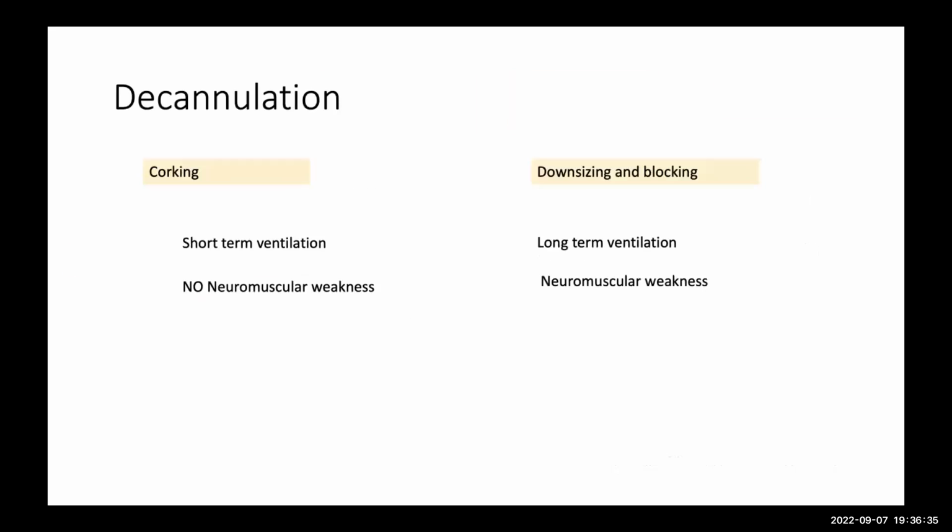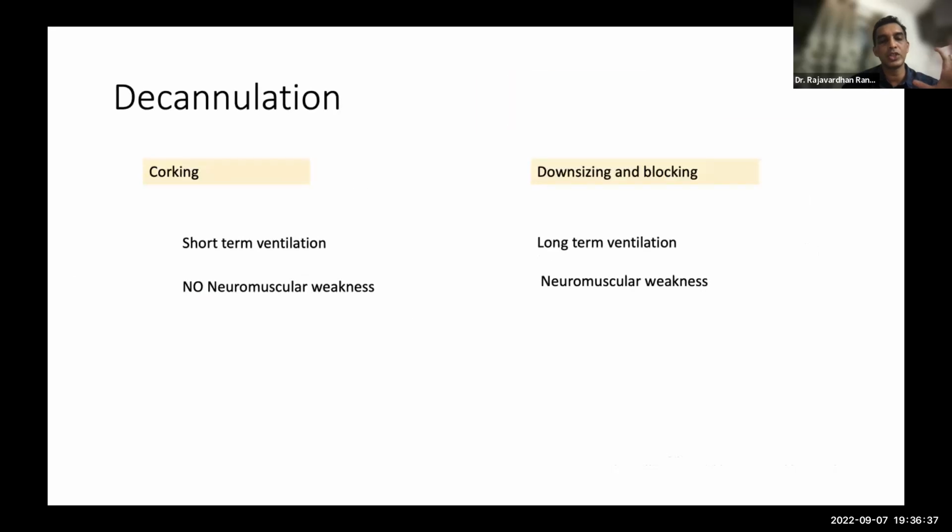But there is no difference in the median length of stay. Okay. Last topic is decannulation. It can be divided. There are different techniques for decannulation.